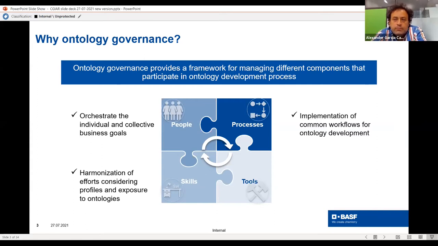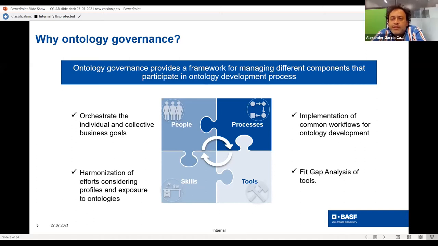But we also need to make sure that we have common workflows in support of the overall business of ontologies, not just the ontology development process, but here it's more about the whole business of ontologies. Of course, last but not least, we also need to understand how our tools are playing a role throughout the process. So it's interesting here, when we were putting together this slide, we put tools at the end.